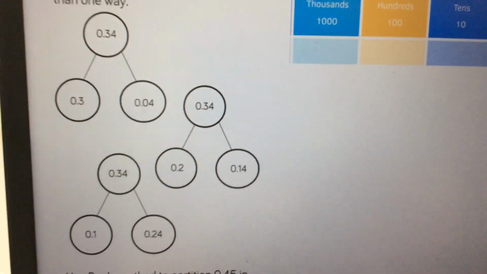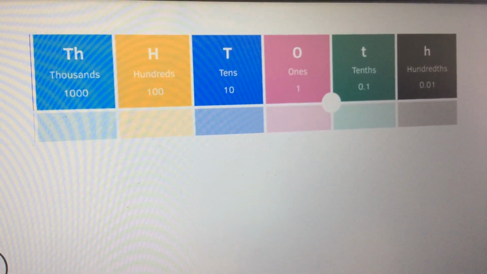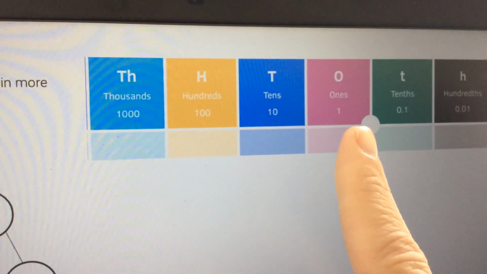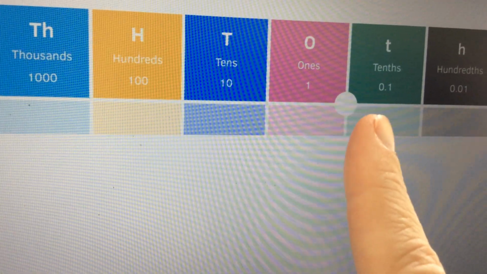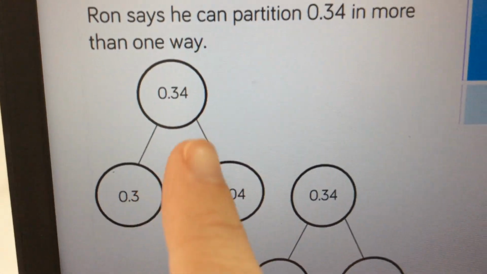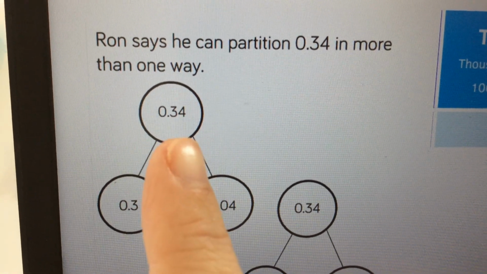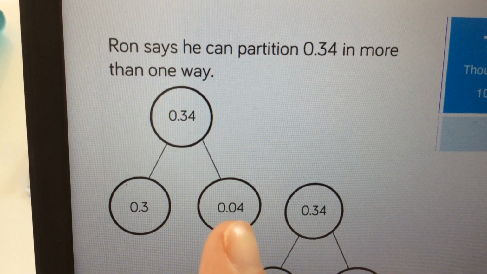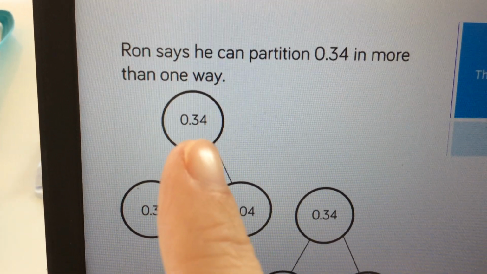Now for this one, if we look back on that place value grid, that will help us to remember what each digit represents. So we've got our decimal point here, and on the right of the decimal point, we've got our tenths, and then we've got our hundredths. So our 0.34 is made up of 3/10 and 4/100ths. So if we partitioned it, we've got our 3/10 and 4/100ths, and if we put those two back together and added those back together, we would get 0.34.